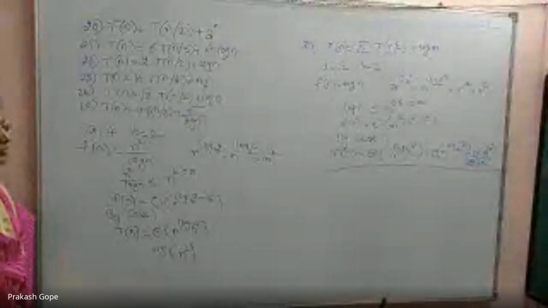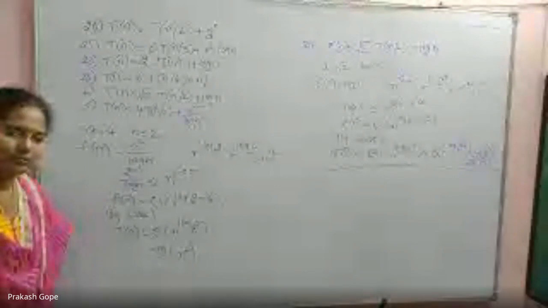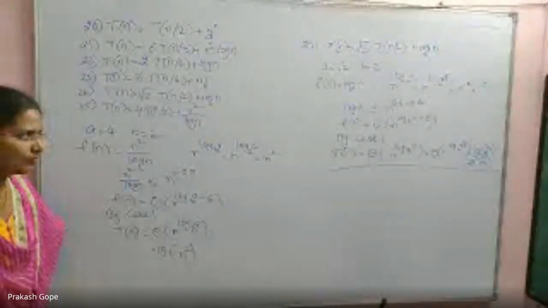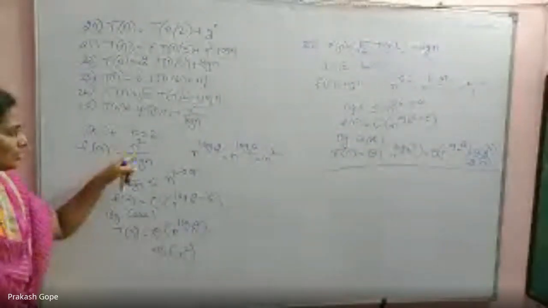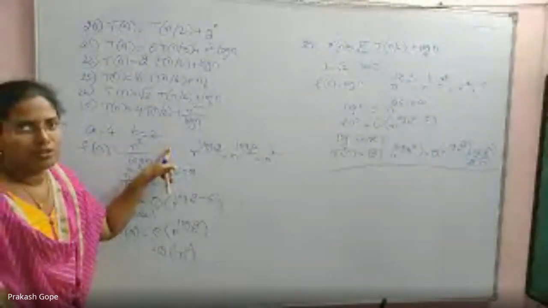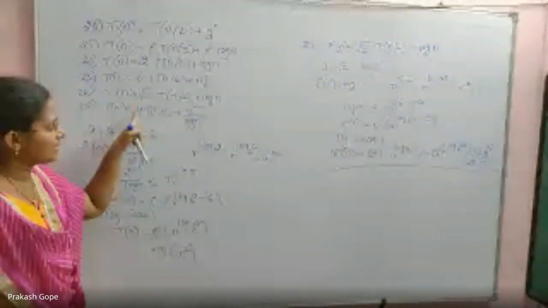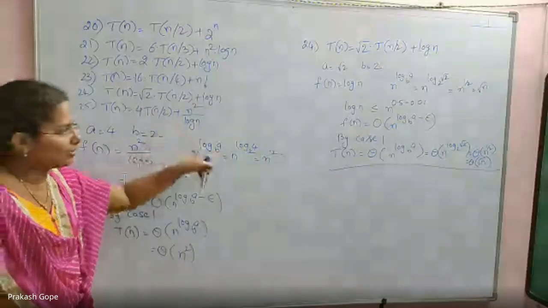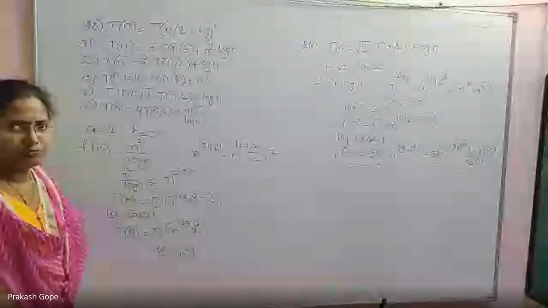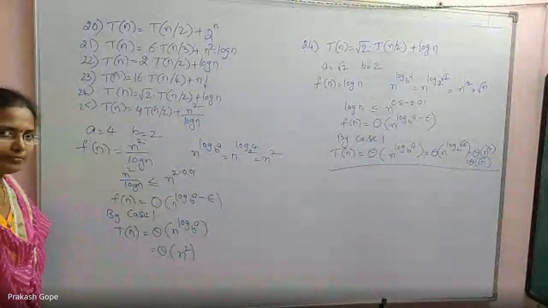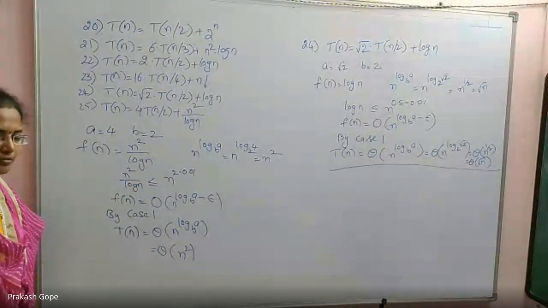Ma'am, this question we can solve by case 2 also. This is n square log n. In this case, because it is coming to exactly n power log a to the base b, yes, even you can apply that. Case 2 also you can apply. That's fine.